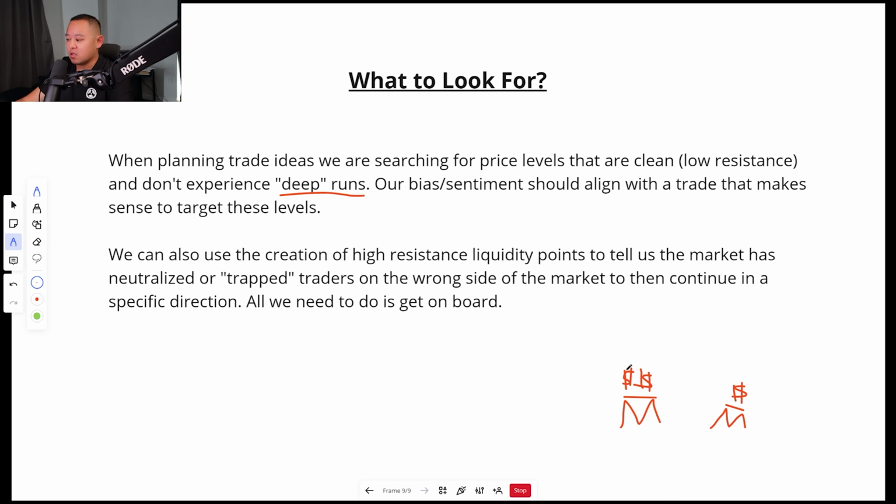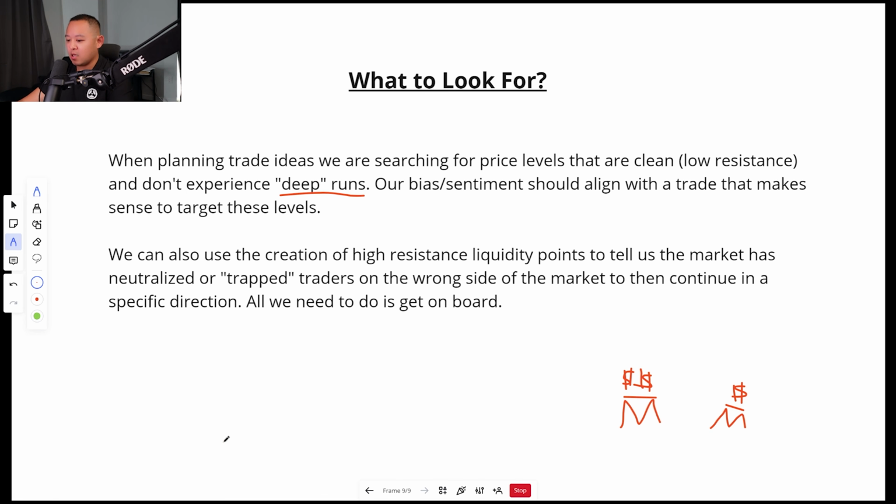So when we have these liquidity points, these become our targets, right? You're trying to aim for that pile of money. So we can also use the creation of high resistance liquidity points to tell us that the market has neutralized or trapped traders on the wrong side of the market to then continue in a specific direction. And all we need to do is get on board.